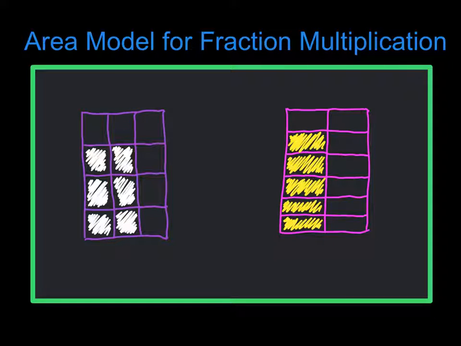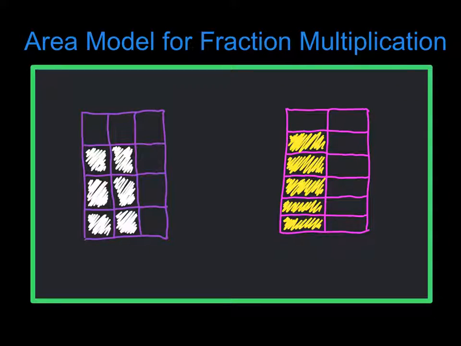Today we're looking at the area model for fraction multiplication. Now I talked about this in my fraction of fractions video near the end. Here we actually have some shading done, so we're doing it in reverse now. We need to see if we can figure out the fractions, so hopefully I can make that a little bit easier for you.